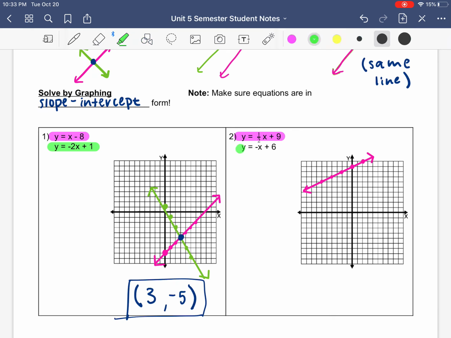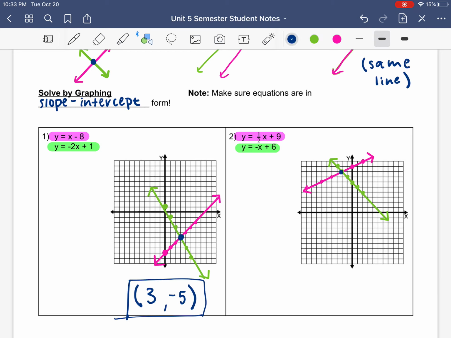Second line says y equals negative x plus 6. So for that line, you should have started up at positive 6 on the y-axis. A slope, when it says negative x, that's an understood negative 1. So we should have gone down 1 and right 1. I need to extend the other way so that I can find the exact point they run into each other. And I'm seeing they do cross. I'm going to draw my line. And we're going to identify that point of intersection.